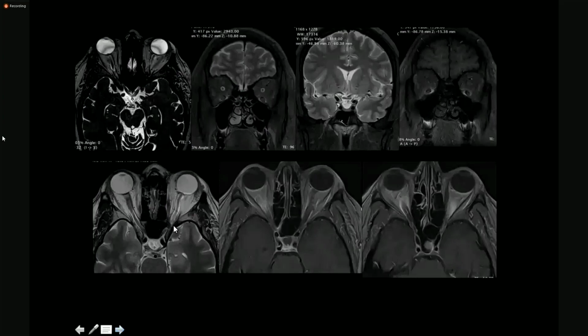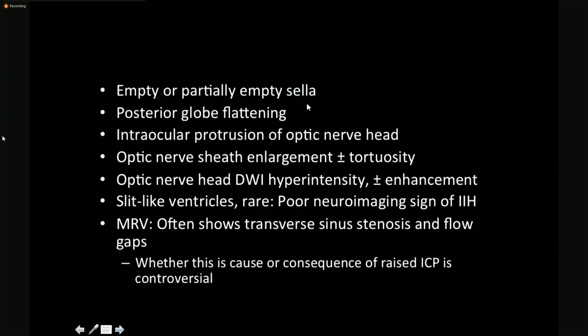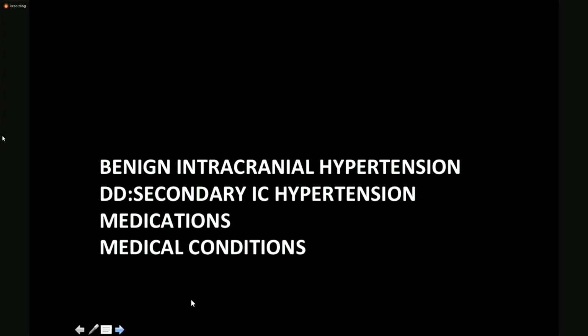If you see here, there is increased fluid along the optic sleeve, right? Okay, ma'am. So this is basically a case of benign intracranial hypertension. What you have to look for in this case is empty or partially empty sella. We saw here, there is posterior globe flattening. There is intraocular protrusion of the optic nerve head. Optic nerve sheath enlargement plus tortuosity. Optic nerve head diffusion hyperintensity. Slit-like ventricle, which is rarely seen. And we perform MRV in these patients to look for chronic venous sinus thrombosis, because chronic venous sinus thrombosis is one of the causes of raised intracranial hypertension.